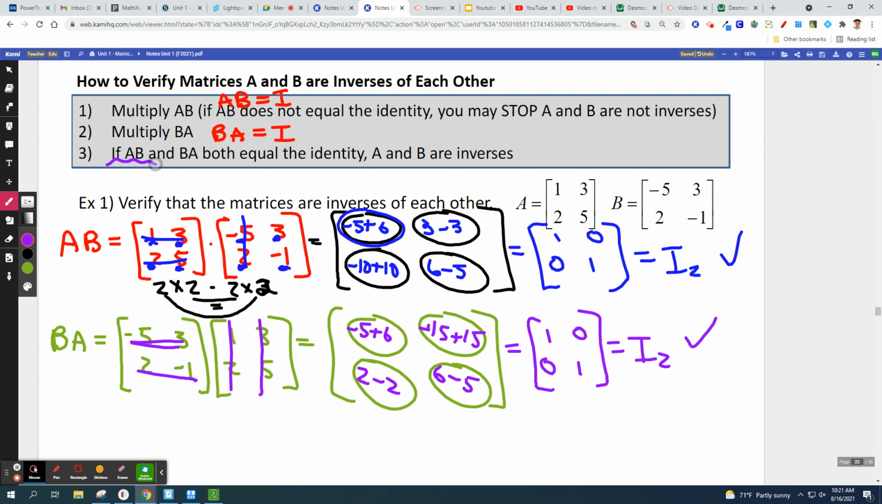So step 3, if AB and BA are both equal to the identity, A and B are inverses. So verify that the matrices are inverses. They are.